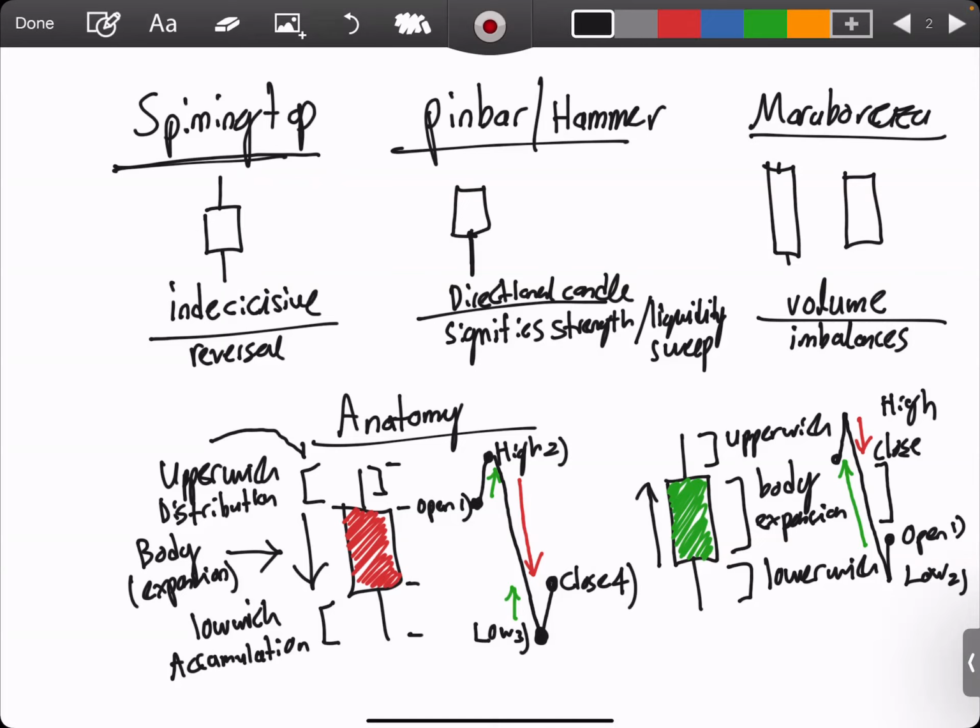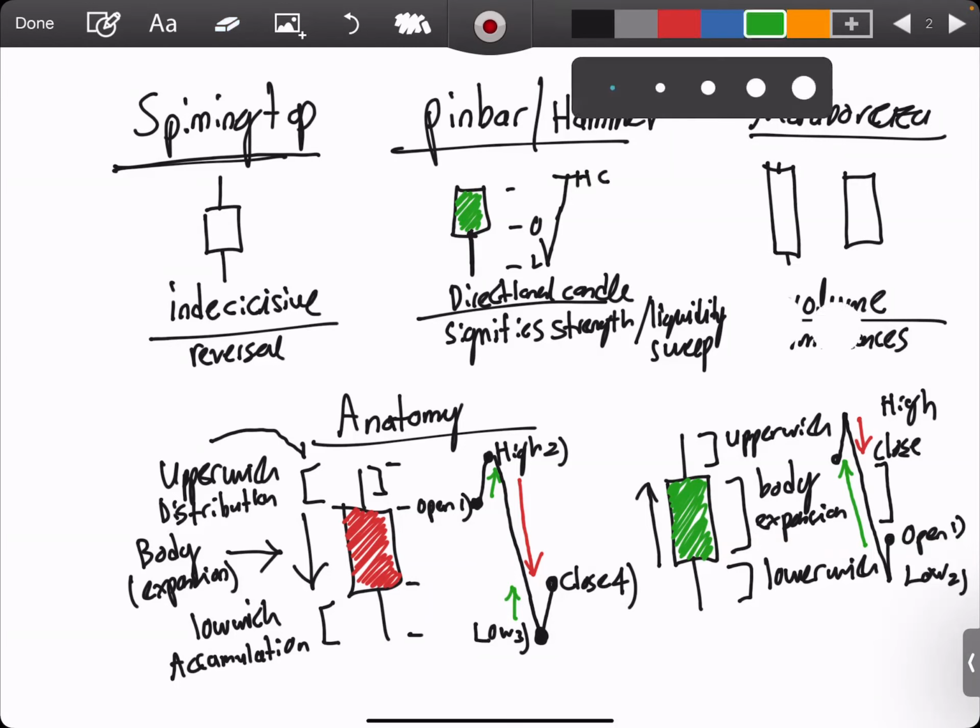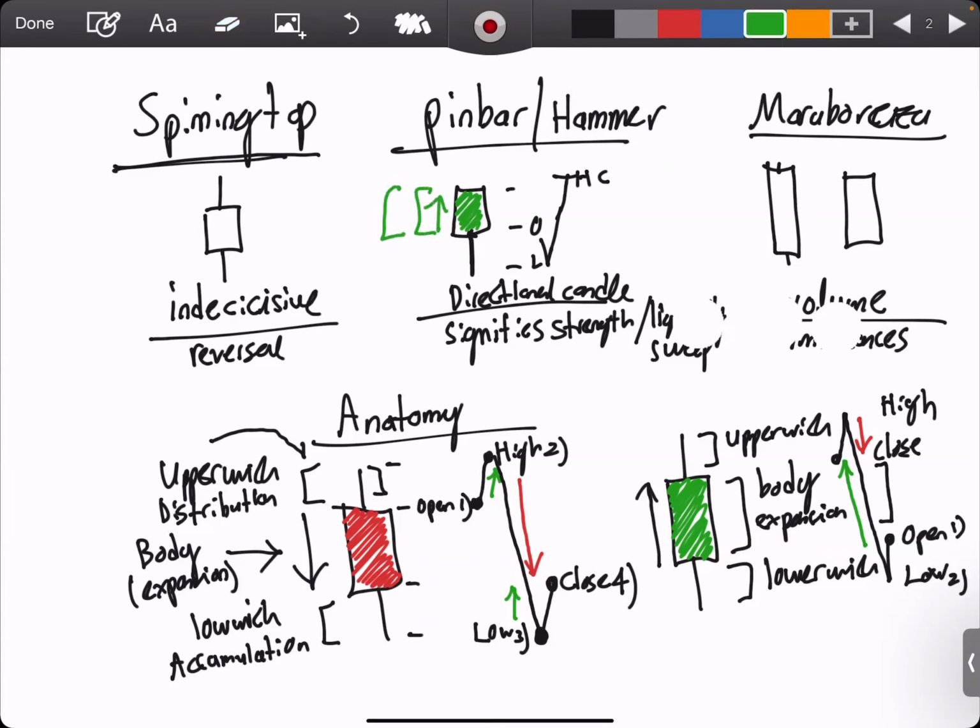Next up, we have my favorite, which is the hammer. As we can see here, the hammer, if we assume it's a green hammer, it's going to open low, push down to create a low, push all the way up to create a high, and it's going to close. So the high and the close are equal, which indicates very strong buying pressure within this range.